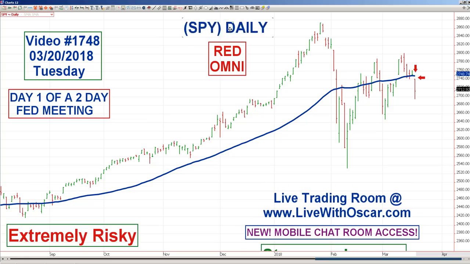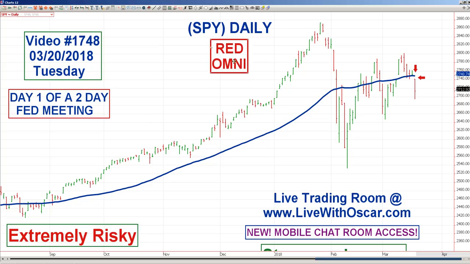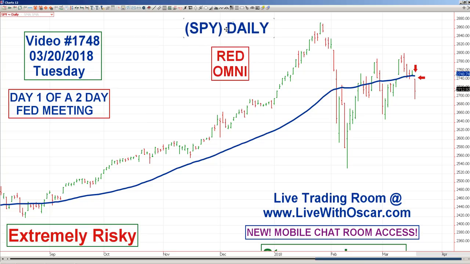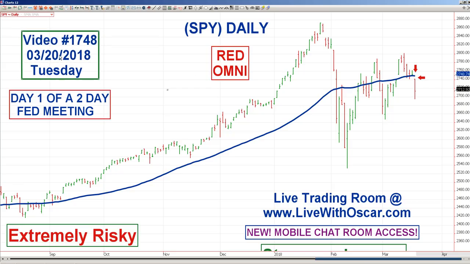So, what are we looking at? E-mini S&P has a red Omni. This is actually the SPY or the cash S&P, same as the E-mini for this purpose anyway. It has a red Omni for starting off the day and likely for a lot of the day, trading day one of the Fed meeting, which is Tuesday, March 20th, 2018. Clearly, you can see this trouble area that I've been pointing out to you for days on end is starting to now give the markets trouble.